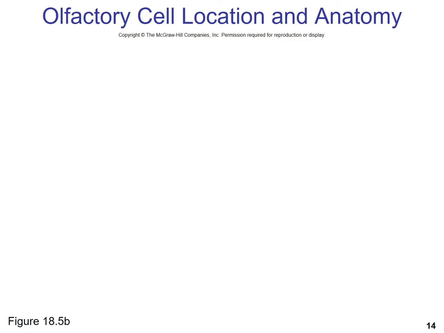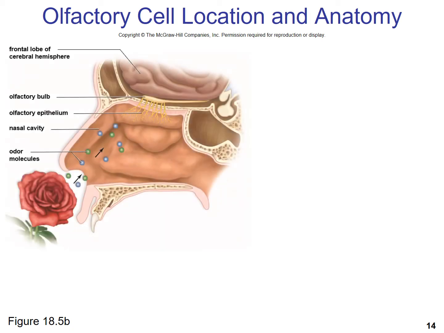So let's take a look at olfactory cells, their location, and their anatomy. Basically, this is where they're going to be located. If you look at the second label down, it shows you the olfactory bulb, and leading down from that, you see these nerve fibers that constitute the olfactory epithelium. This epithelium is what's going to be contacted by odor molecules that are coming in through the nasal cavity.